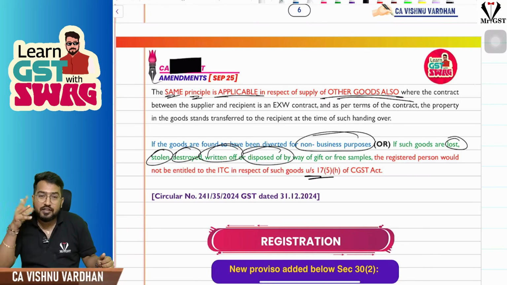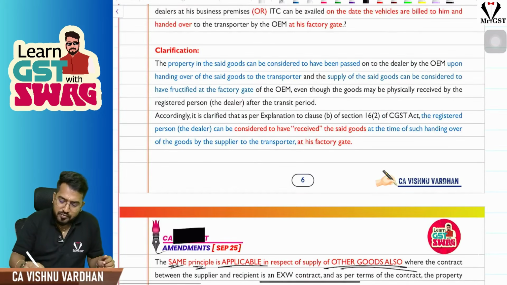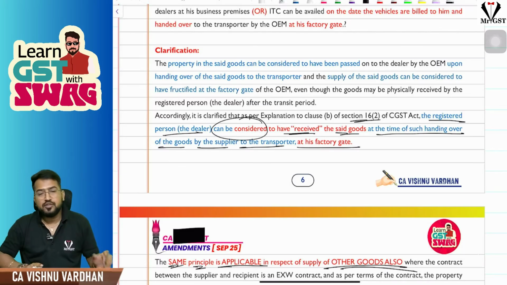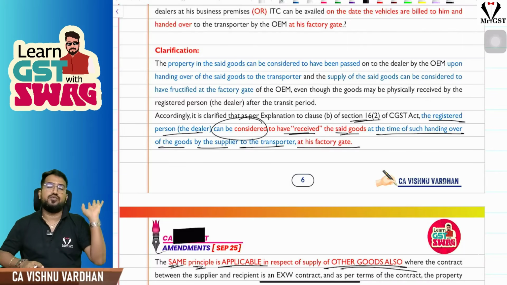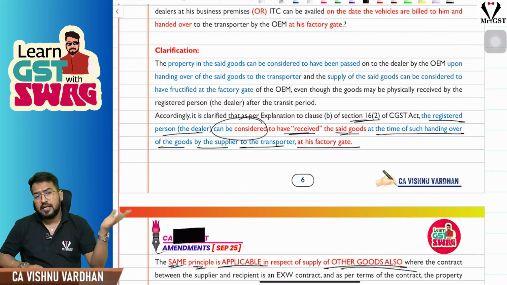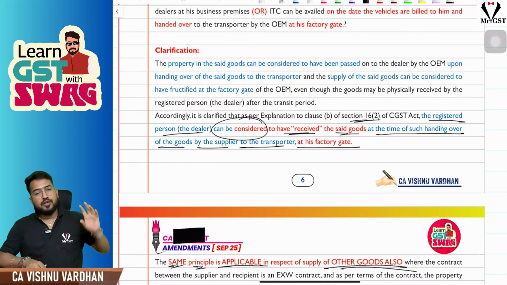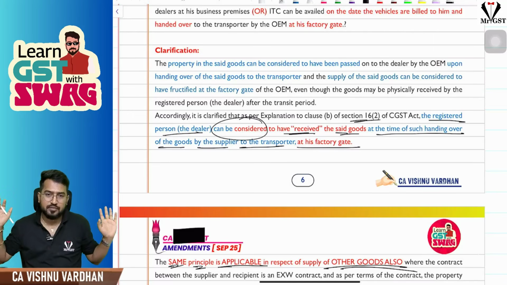The important thing is, at the factory gate, if you are taking the ownership, straight away they are giving you the ITC. So in 16 subsection 2, the registered person can be considered to have received the said goods at the time of such handing over of the goods by the supplier to the transporter at his factory gate. So it is considered that the recipient has received the goods, even though he has not actually received them. Received the goods in the sense that, technically, it need not come to your business premises physically. You are receiving it at the factory gate, it is as good as you have received. That is what they are clarifying.